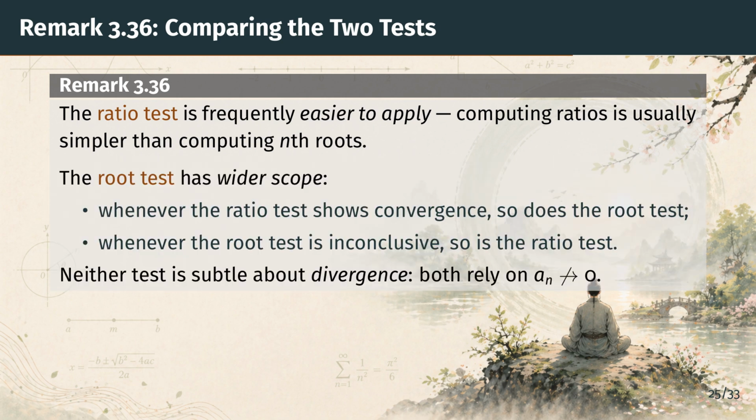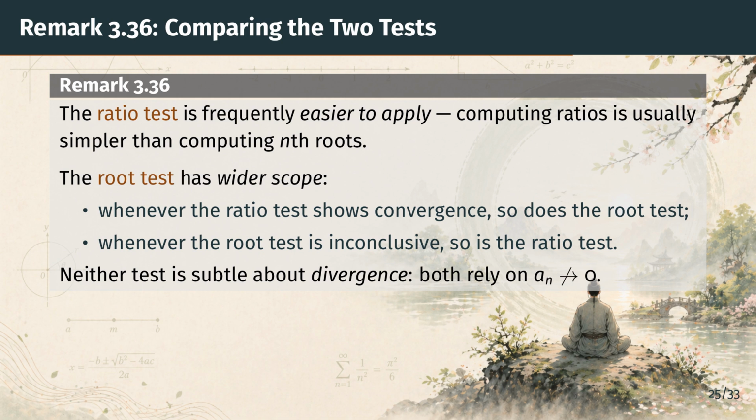The root test, on the other hand, has wider scope. Whenever the ratio test proves convergence, the root test proves it too. And whenever the root test fails to decide, the ratio test also fails. So the root test is strictly more powerful, never weaker. Our 2 examples illustrated exactly this. We will prove this relationship in a moment.